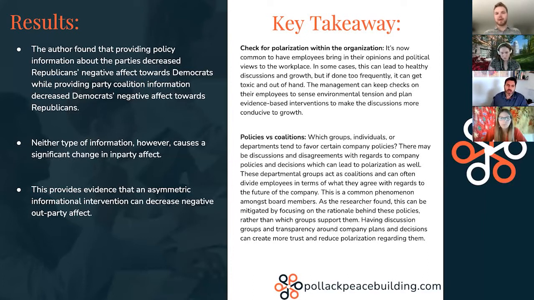Right. And then what was the party coalition information? What was that like? So they had Republicans, Democrats, and they had four different social groups that identify stereotypically as in those political parties.